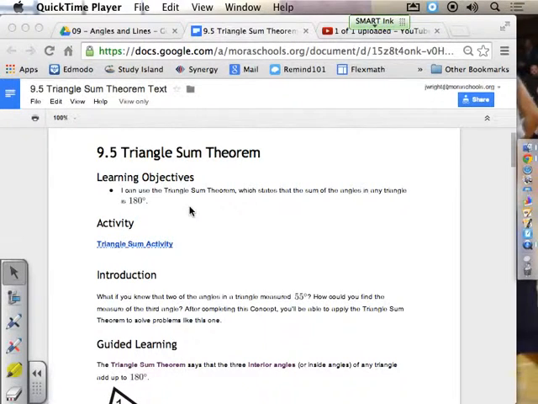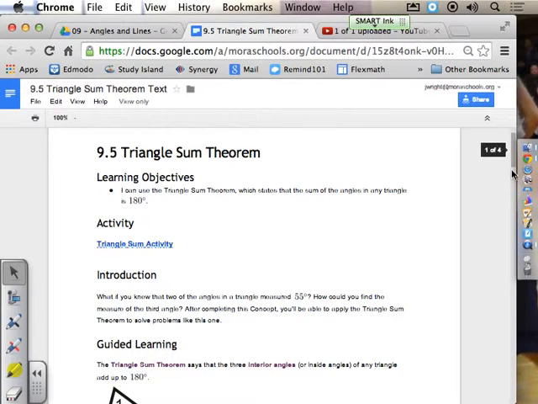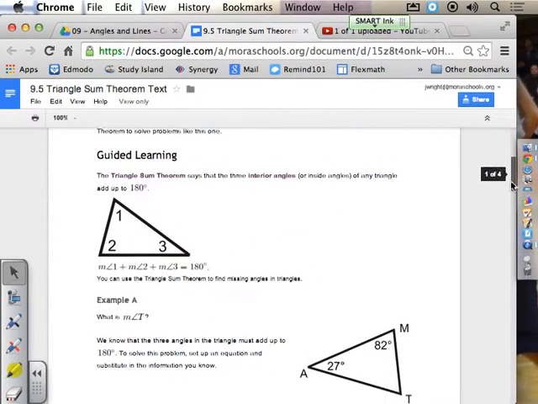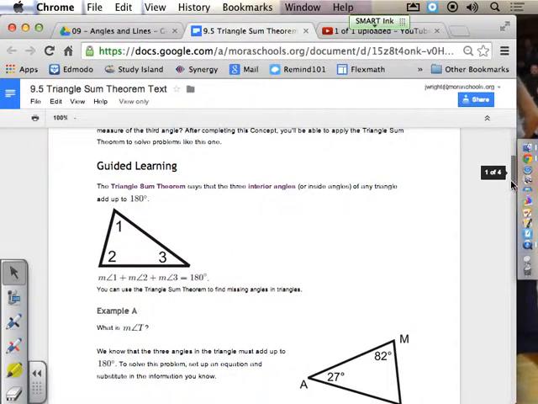9.5, Triangle Sum Theorem. The Triangle Sum Theorem states that all the angles in any triangle add up to 180 degrees, which most of us know. With the Triangle Sum Theorem, all three interior angles, which we talked about last unit, interior means inside angles of any triangle, are going to add up to 180 degrees, and if you know two of them, you should be able to figure out the third.